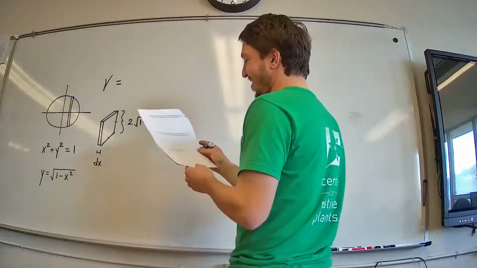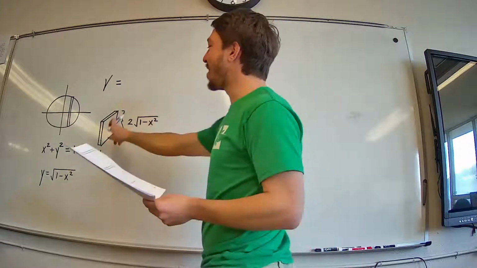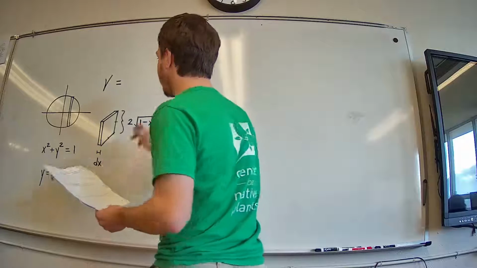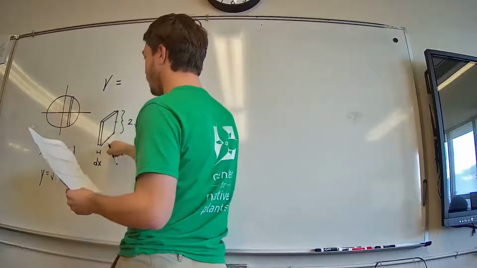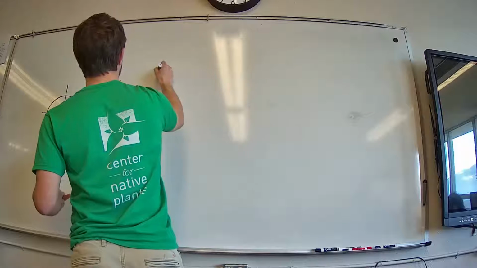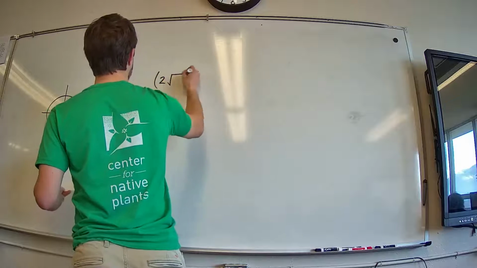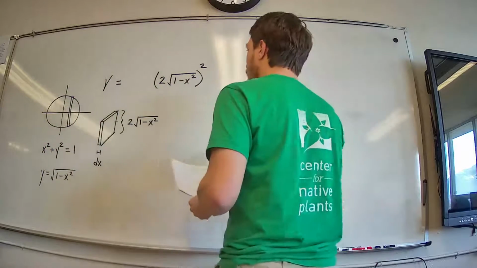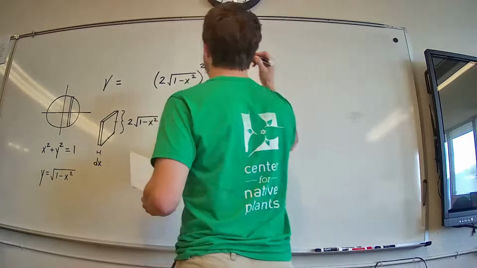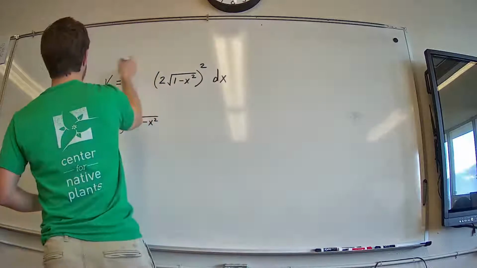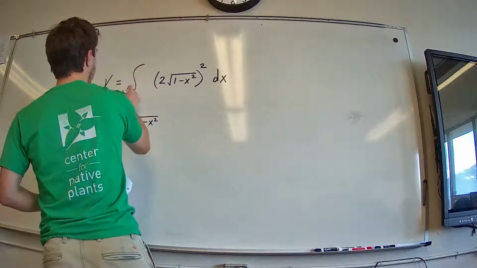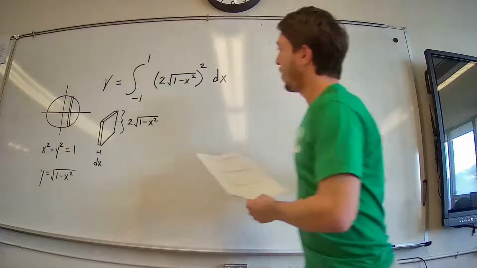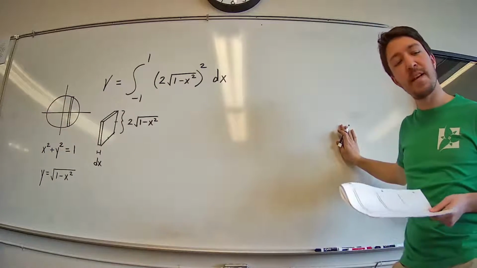The volume is the volume of this slice. The volume of this slice is its area multiplied by its thickness. So the area would be this times itself. So it would be 2 times the square root of 1 minus x squared times itself, multiplied by the thickness, dx. And then to get the total volume of the solid, you integrate from -1. Isn't that lovely?